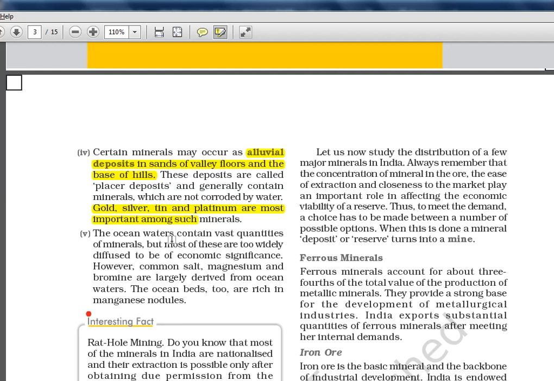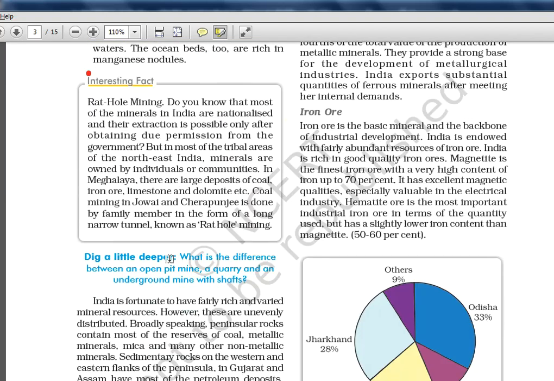Then ocean water, we know, of course, we have those polymetallic nodules which I showed you in some other chapter. There also we have a lot of things in the Indian Ocean. India has the rights to extract these polymetallic nodules, from where we will get a lot of minerals. So 5 important sources of minerals we have seen. Try to make notes again and again, I am telling you, because you will forget it.